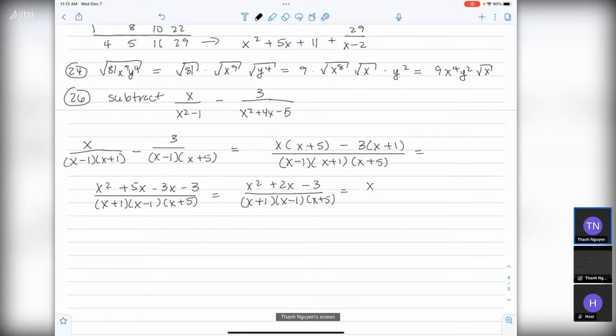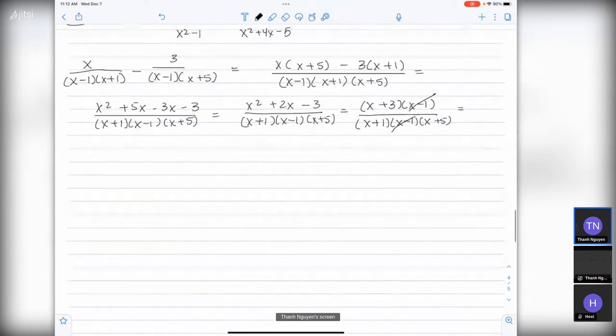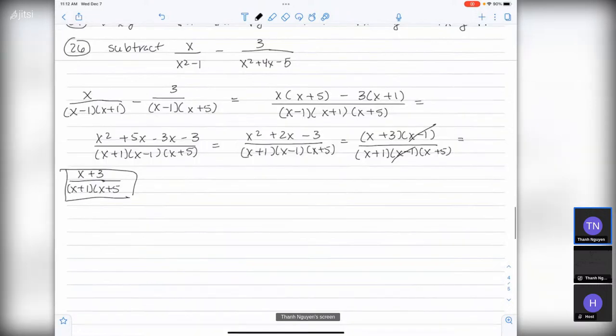So this is x plus 3, x minus 1, right? That's how you factor that. And then the bottom is x plus 1, x minus 1, x plus 5, okay? So the x minus 1 cancels over here. So then finally, whew, this problem is a bit long. x plus 1, x plus 5. And I don't think you can do it any further. So there you go. It was a long problem.